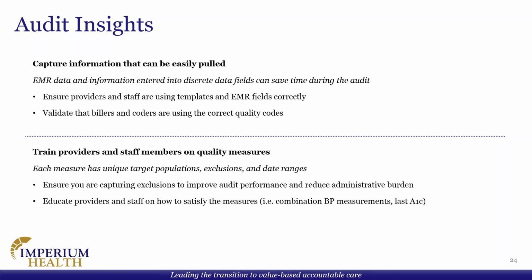I always recommend capturing information in a way that's easy to pull or easy to identify. Whether you're doing a fall risk assessment, try to put it in a spot that's easy to identify as opposed to burying it in the middle of a note. Or if we're entering our blood pressures, let's make sure that we're putting those in the correct fields so that it's easy to pull and export, or at the very least easy to find for your auditors. I would recommend training your team members so that they start to have a better idea of the target population for each quality measure, as well as the date ranges for satisfying those measures.